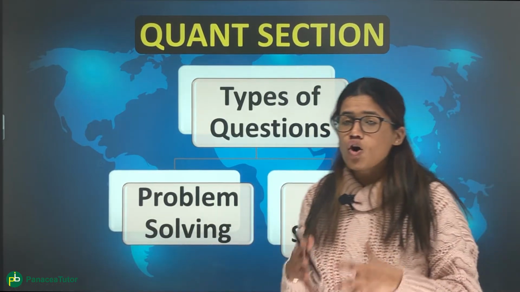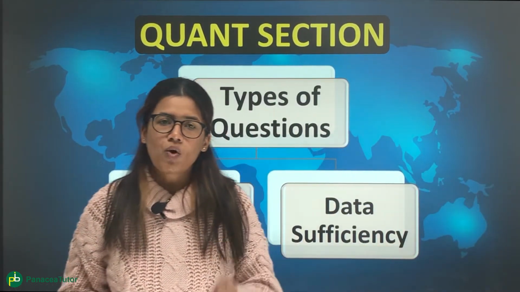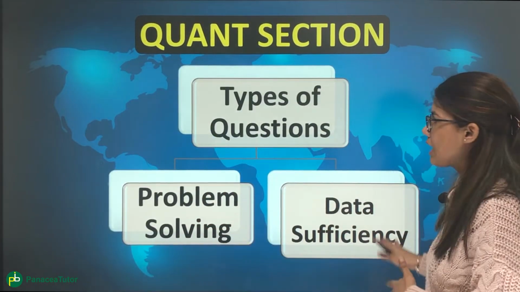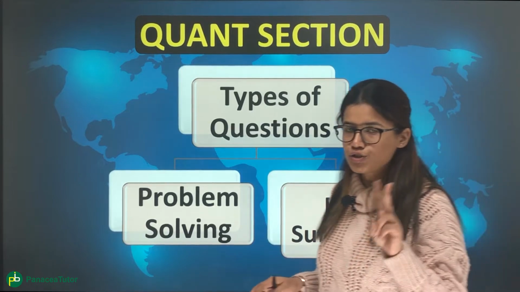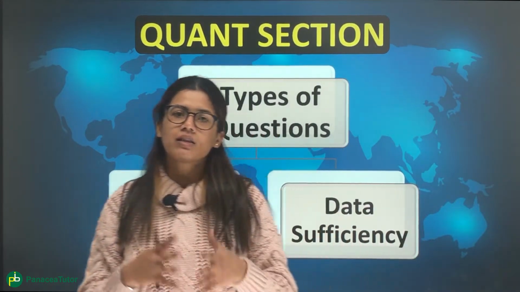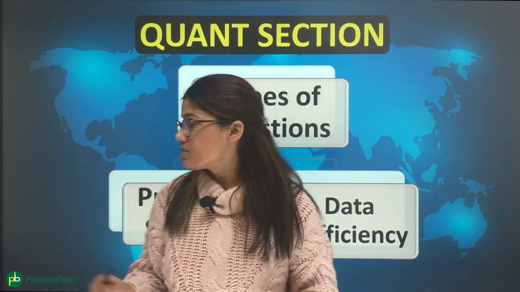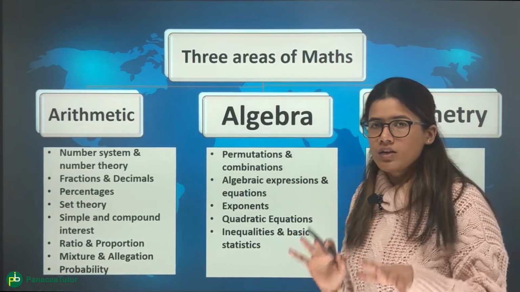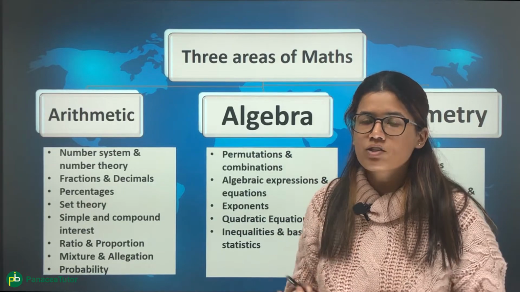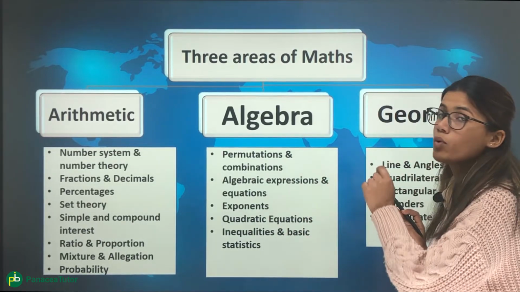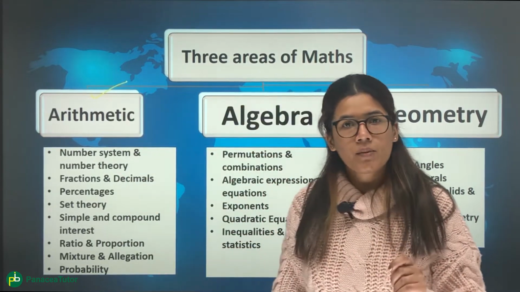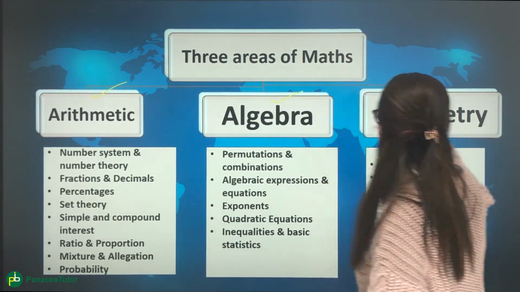Next, we are going to talk about the quant section now. The quant section consists of two parts, that is problem solving and data sufficiency. These are the two types of questions that they are going to ask in the quant section. There are three areas from where the questions are going to be asked in maths: arithmetic, algebra and geometry.